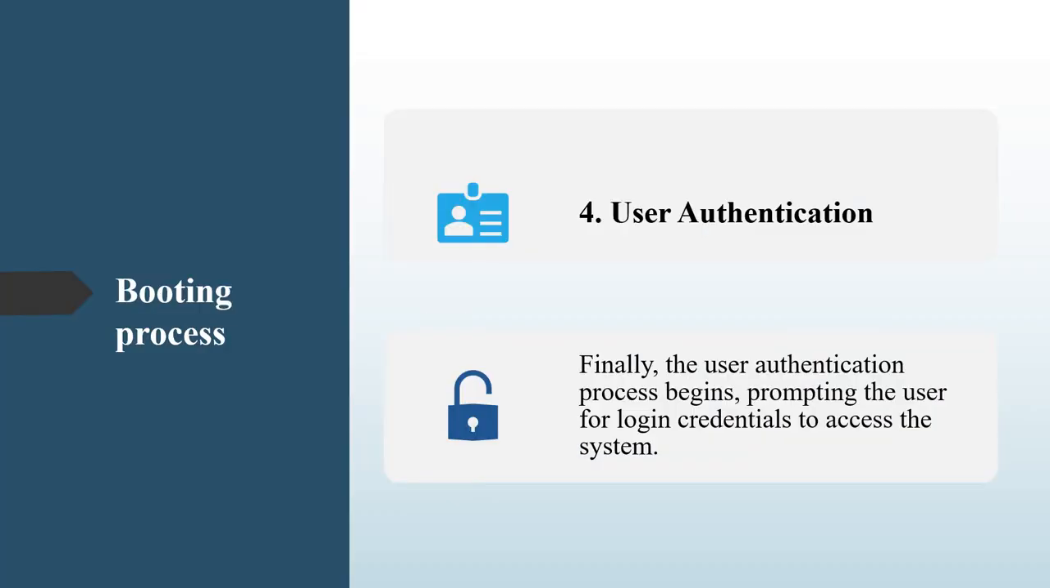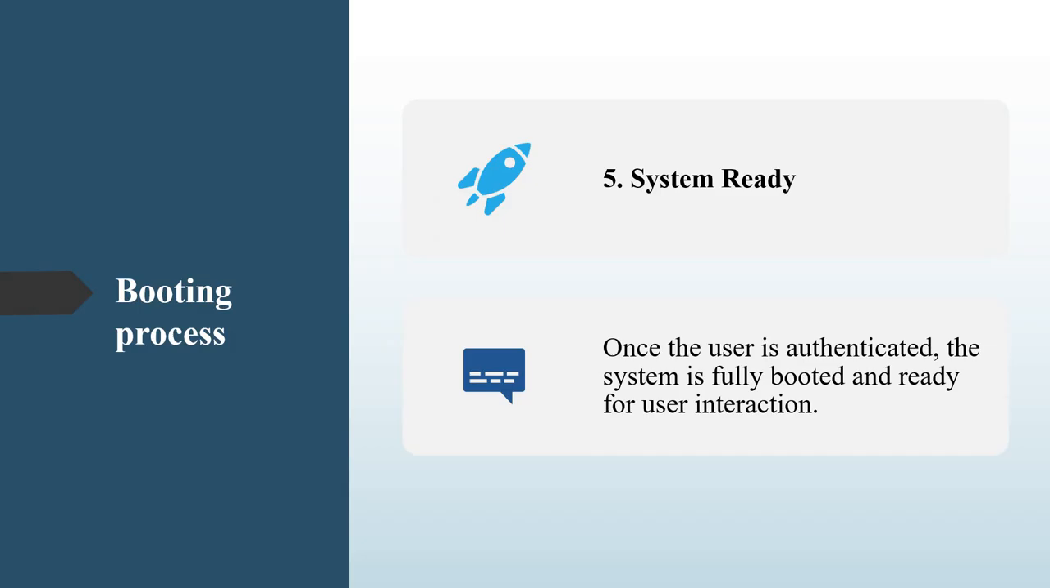The next step is user authentication. Now all our hardware is ready to use. Finally, we check the user authentication, prompting the user for the login credentials to access the system or not. After verification of the user authentication, the system is ready to begin. Finally the system is ready. Once the user is authenticated, the system is fully booted. The booting process is now complete, and the system is ready for the user's instructions.